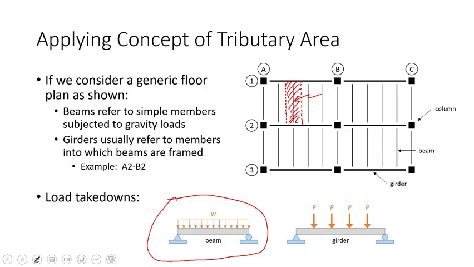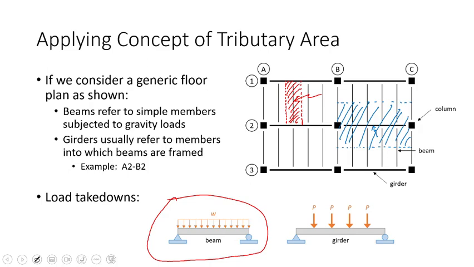Now, the girders have a much wider tributary area. If we're talking about this girder, halfway over, that's going to be its tributary area. Now, here's the thing about the girders, though. The girders don't always experience just a big distributed load. Let's look at this beam right here. Okay, here's the beam. What are the reactions?